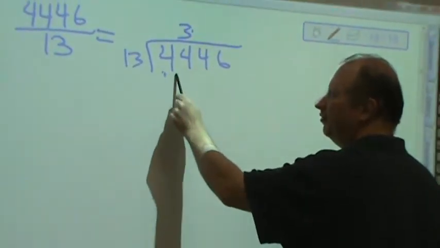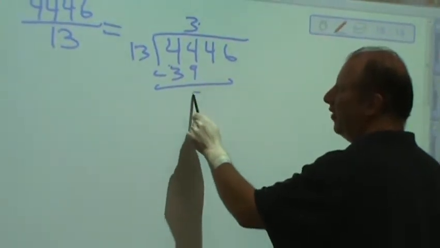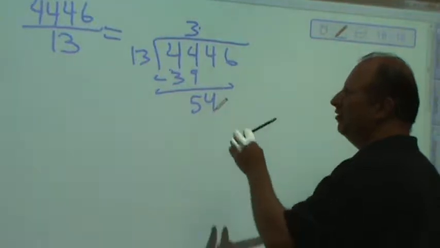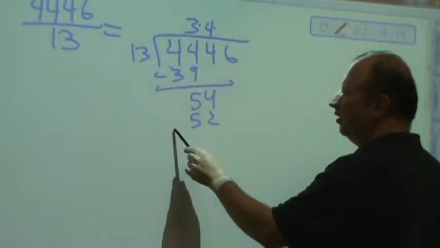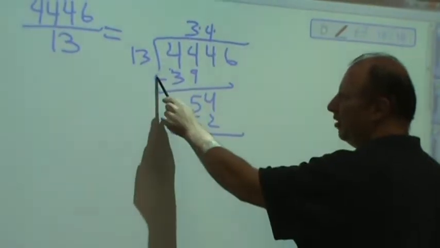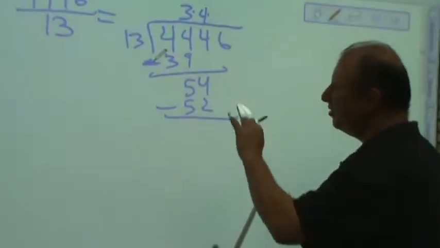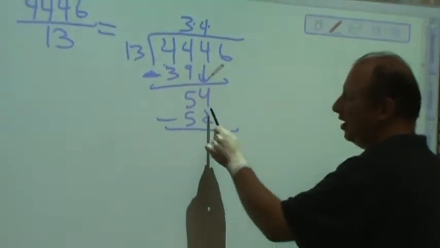3 times 13, 39. Subtract, and now we got 5. 13 goes into 54, how many times? 4 times. 4 times 13 is 52. Subtract. I'm stressing the subtraction, exactly what we're doing. Notice I brought down the 4, and now we've got a 2.